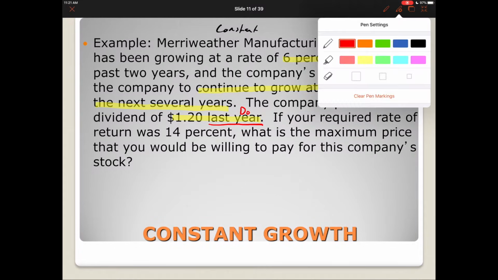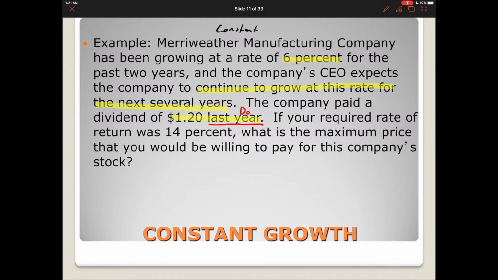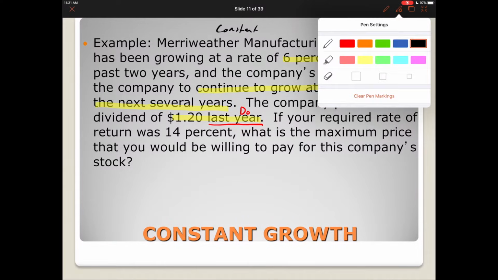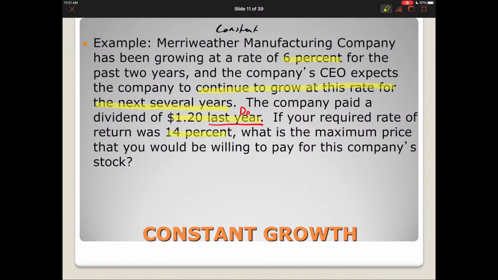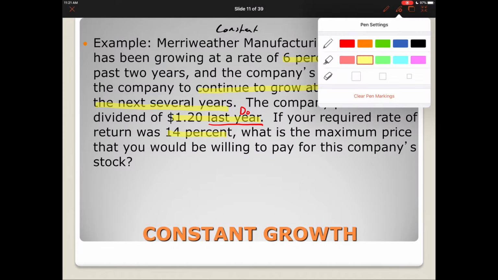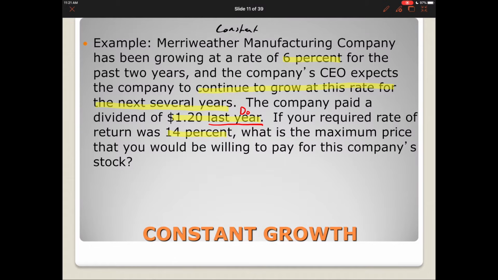This is the last dividend that we know that we will use to solve for future dividends. Now if our required rate of return was 14%, what is the maximum price that you'd be willing to pay for this company's stock? So what we have is constant growth. When you have constant growth, your current price is equal to the next year's dividend divided by R minus G.